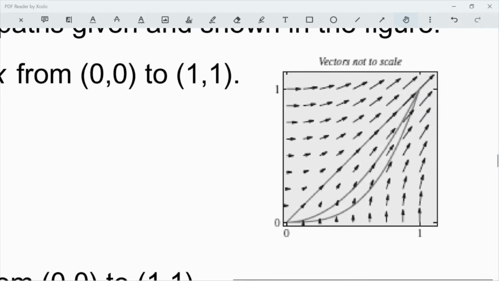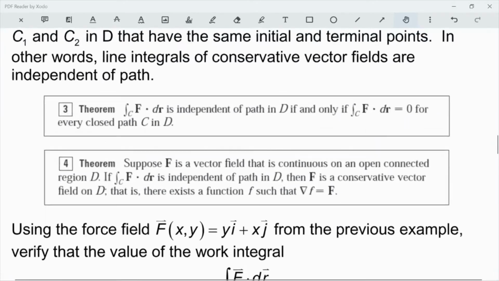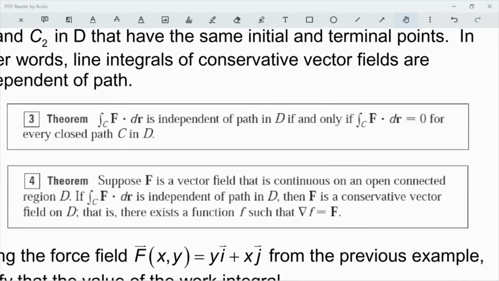You can see we've got this vector field and we're taking different paths through the vector field. If we have independence of path, then I'm going to get the same line integral value regardless of the path that I take. And the way that we can check for that is if we were to complete a closed path C within our domain, then we should always get a line integral value of 0. If we take a line integral of a closed path and we don't get 0, then we don't have independence of path.